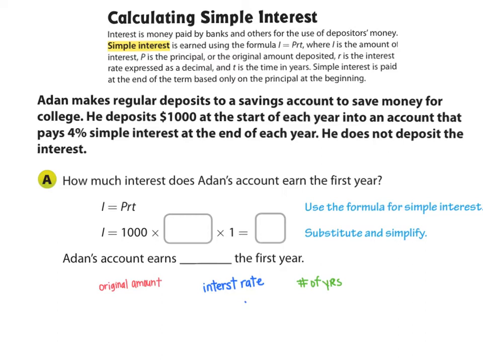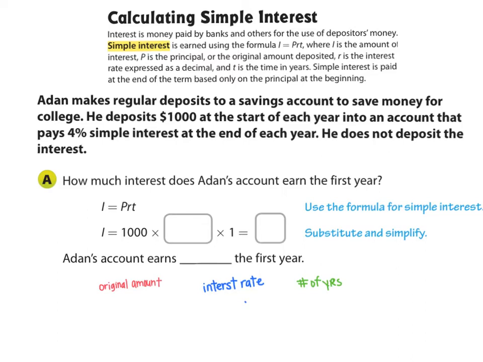So the question that we started class with says, Aiden makes regular deposits to a savings account to save money for his college. He deposits $1,000 at the start of each year into an account that pays 4% simple interest at the end of each year. Now, the next sentence is very important. It says he does not deposit the interest, which means however much interest he gets at the end of the year, he does not put it back into the bank account. He keeps it and spends it on something.